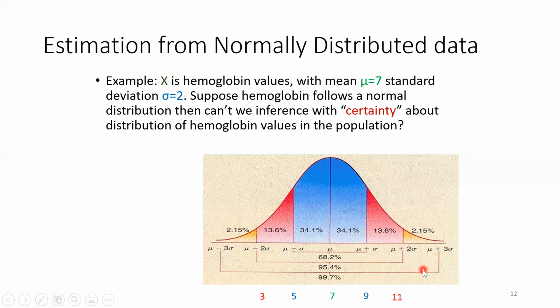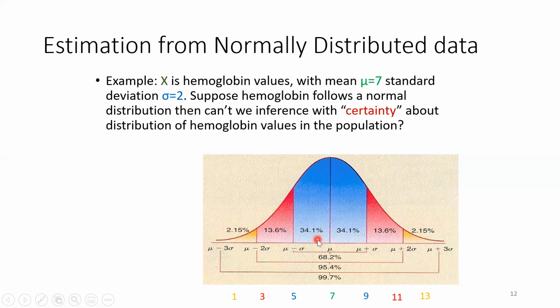Similarly, we can practice the same with 3 sigma and minus 3 sigma. So 7 plus 3 sigma. Sigma is 2 here, 3 times 2 is 6. 7 plus 6 is equal to 13, and 7 minus 6 is equal to 1. So we can say there is a 99.7% chance that the hemoglobin of the patient would lie between 1 to 13 if we have mean 7 and standard deviation equal to 2.